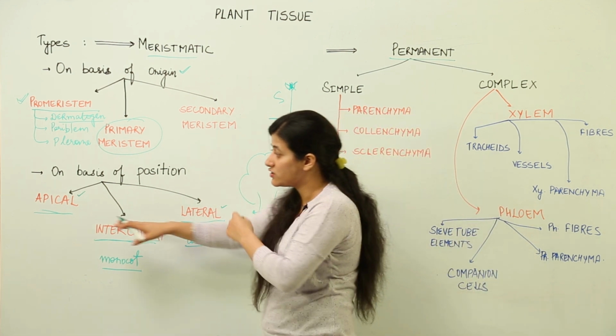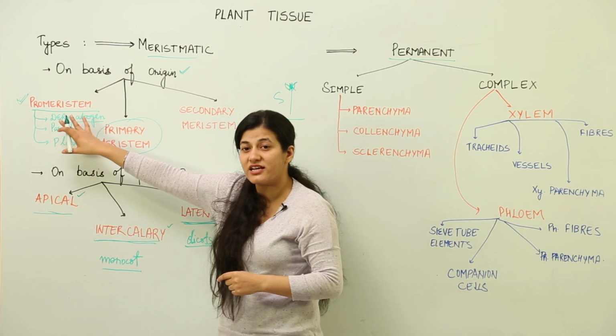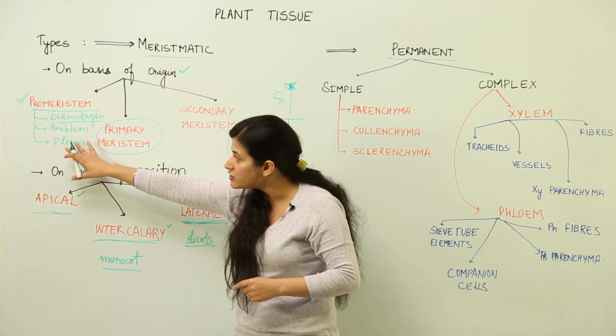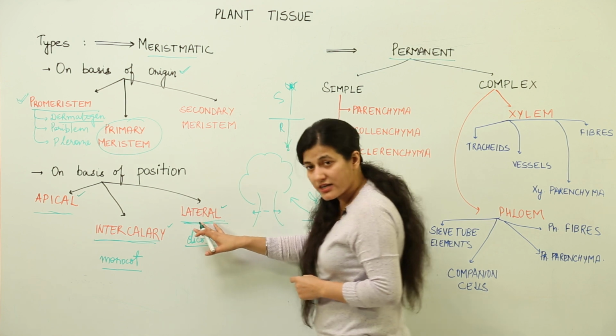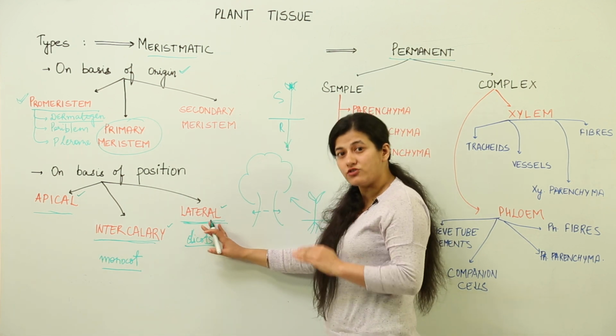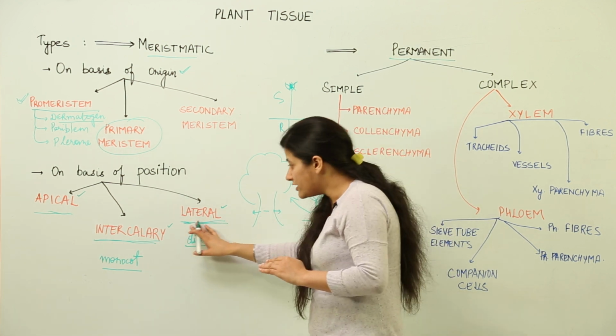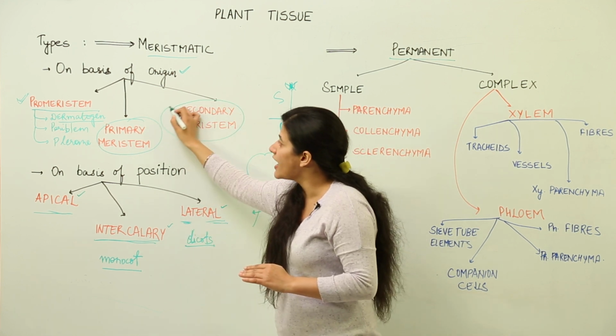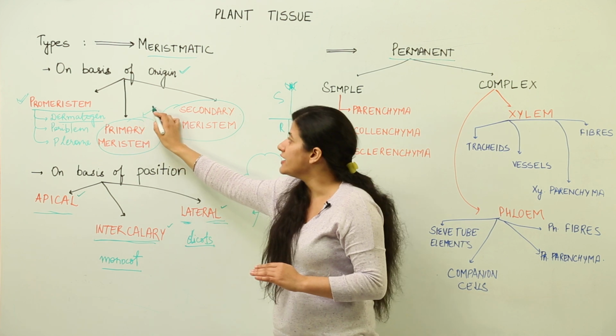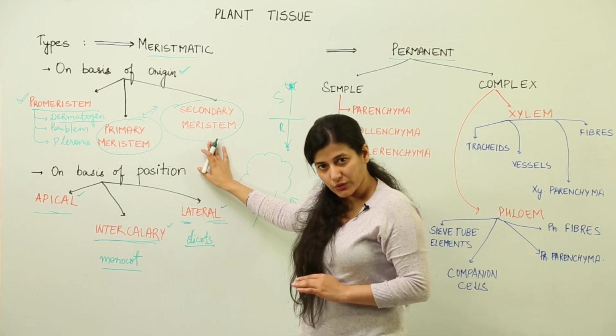As I told you, in the case of apical meristem there is promeristem, which further differentiates into these 3 types, which are a type of primary meristem. Then there is lateral meristem, which is located in lateral positions of the plant, and this lateral meristem happens to be the secondary meristem, which is derived from primary meristem in later stages of plant growth.